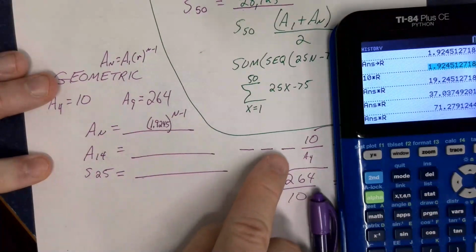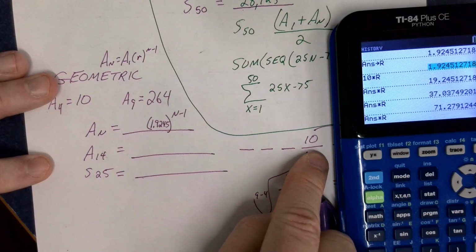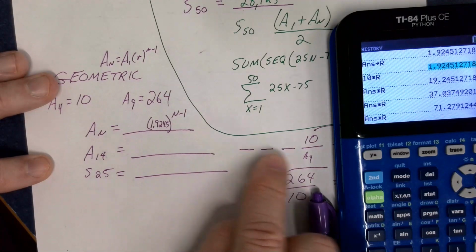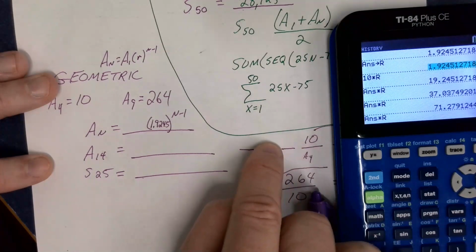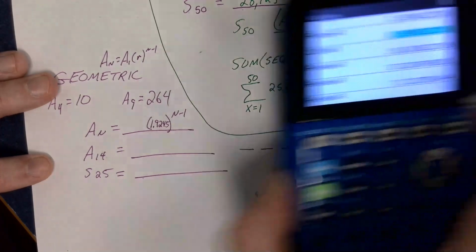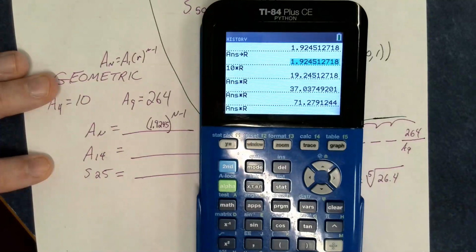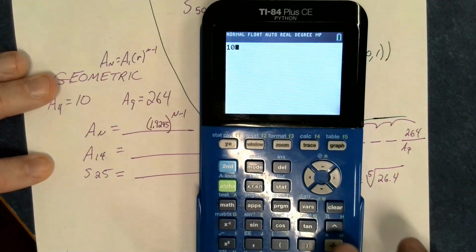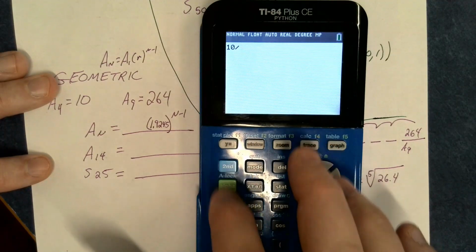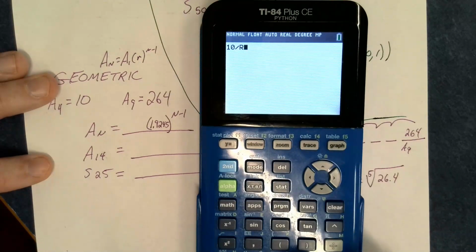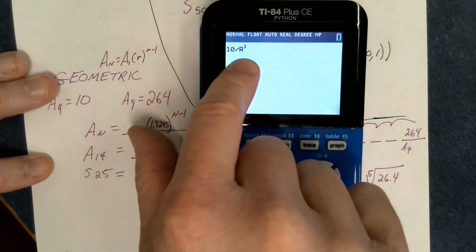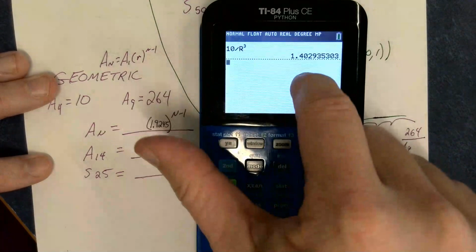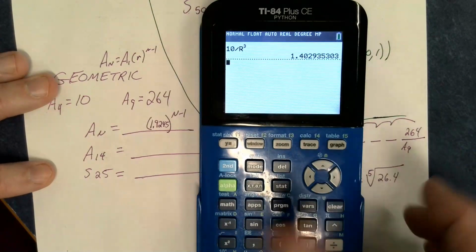Well, if this is 10 here, the fourth term, and I need the first term right here, I'm going to go divided by r, divided by r, divided by r, or 3 of those divisions by r. So I'm just going to go here on my home screen, clear, 10 divided by alpha r to the third power. That's dividing it by r, dividing it by r, dividing it by r. And you can see that my first number is going to be 1.4029.